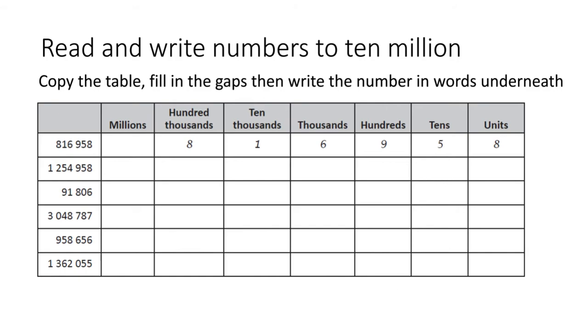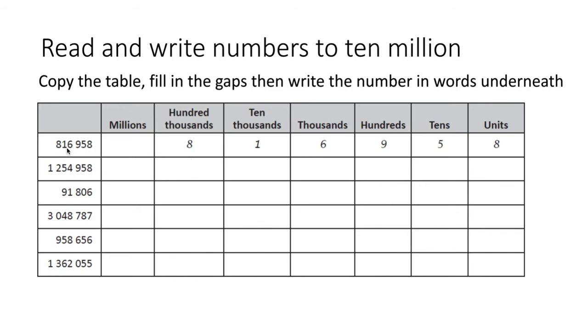Okay, this is your turn. For this, you need to copy this table out. It's 1, 2, 3, 4, 5, 6, 7, 8 columns, and it's 1, 2, 3, 4, 5, 6, 7 rows. You need to write in your millions, hundreds of thousands, tens of thousands, thousands, hundreds, tens and units. You need to write in the number that you're going to represent just on the side there. Once you've copied the table, we're going to be filling in the gaps. The first one's been done for you.